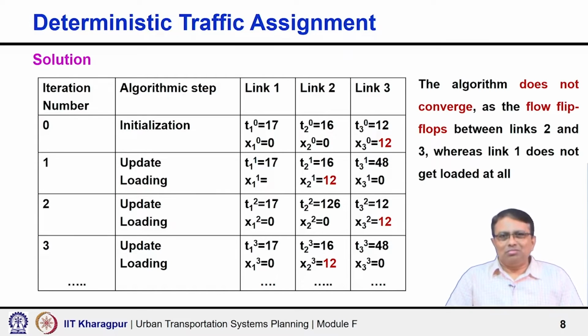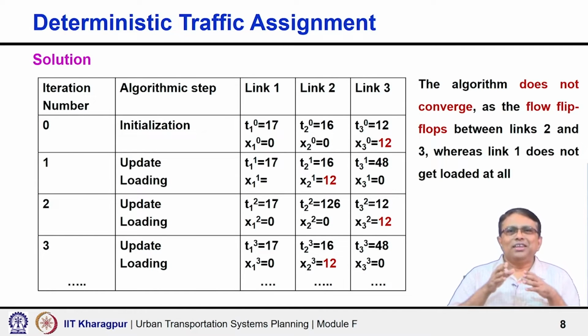So in the next iteration you load the whole demand into link 3 again. It gets link 3, then link 2, then link 3, again link 2, and whatever may be your number of iterations, it will keep going from link 2 to link 3, link 3 to link 2. So that is the flip flop of flows that we mentioned.